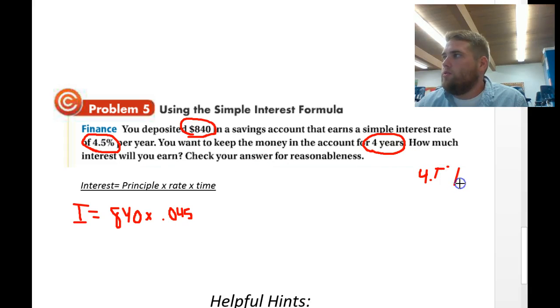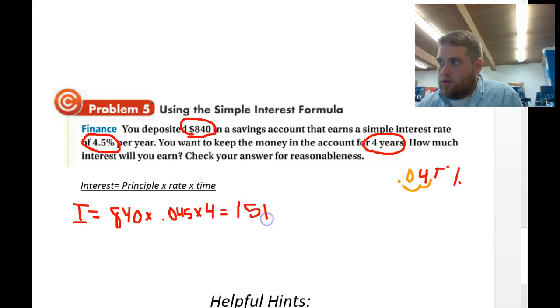Once again, I had 4.5%, and I want to move that decimal place over 2 places, so 1, 2, so I get 0.045, times the amount of time, which was 4. Then I plug that in, so I get 840 times 0.045 times 4, and that gives me $151.20.